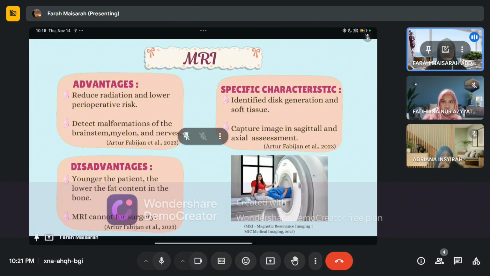Okay, so I will ask you guys, what do you think is the best modality and why?